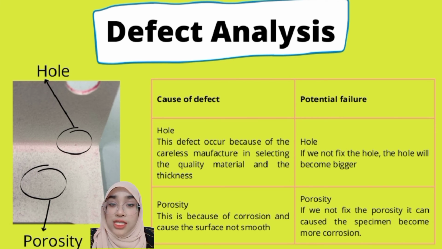Next, the cause of the porosity defect. This is because of corrosion, which causes the surface to be not smooth. The potential failure that might happen if we do not fix the porosity defect is that it can cause the specimen to become more corroded.